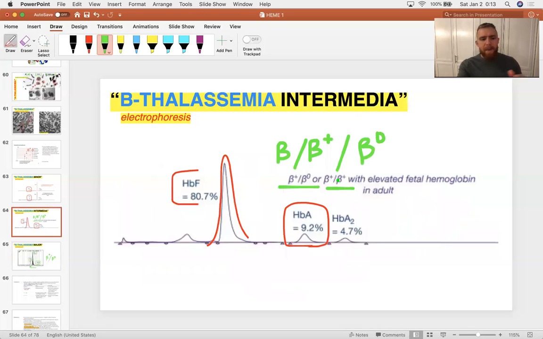Now, if you've got B plus B0, you still have some partial beta globin functionality. So you're going to be making a little bit of hemoglobin A on your own, as in this example, 10% hemoglobin A. So that's the gist of it. It's not that difficult.